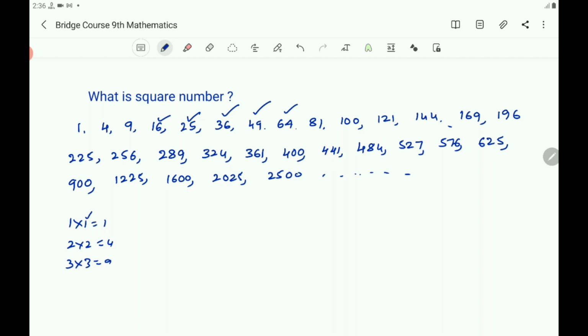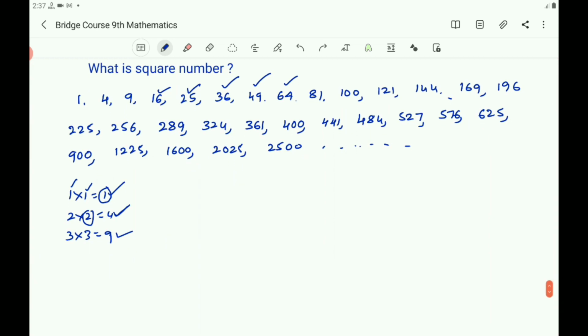Here, 1 is multiplied with 1. So, you get the number 1. So, 1 is a square number. 2 is multiplied with itself. So, the number obtained is 4. That is a square number. So, the number which can be expressed as the product of the number with itself. This number 4 can be expressed as a product of 2 with 2. 9 can be expressed as a product of 3 with 3. Similarly, 16 can be expressed as a product of 4 with 4. 25 can be expressed as a product of 5 and 5. So, how can you define the square number? A number which can be expressed as the product of the number with itself.